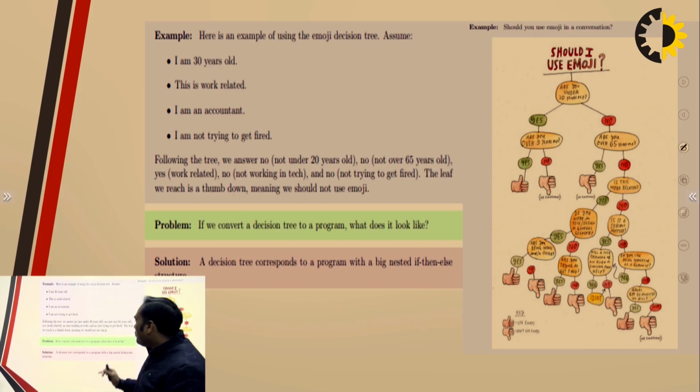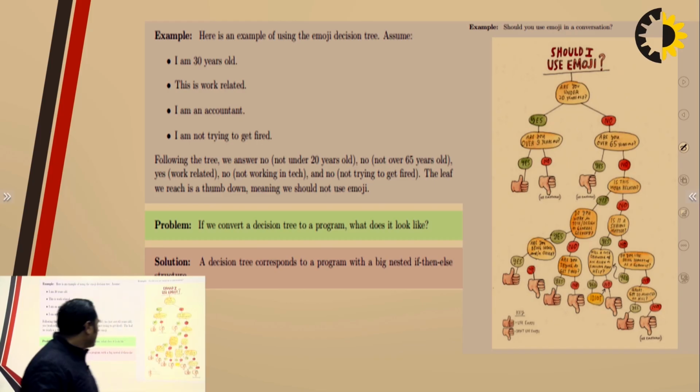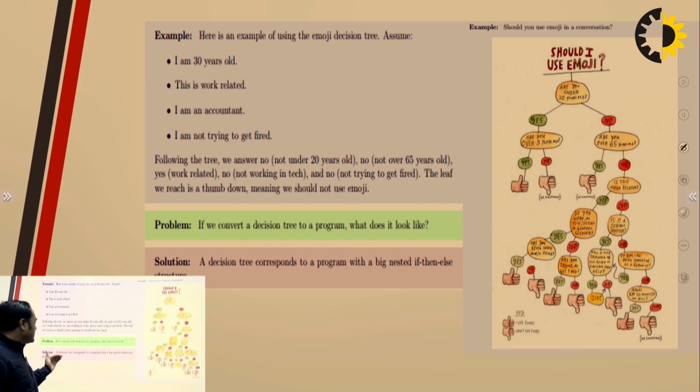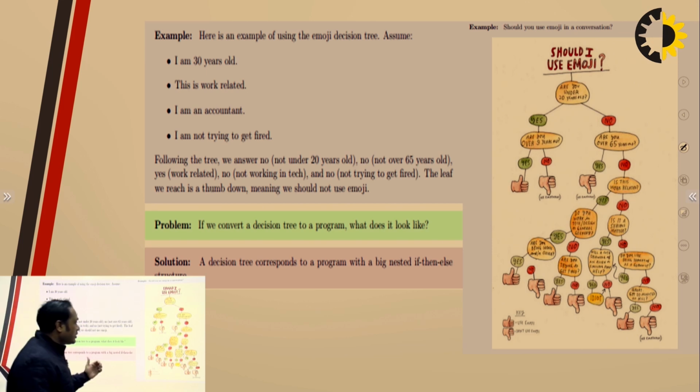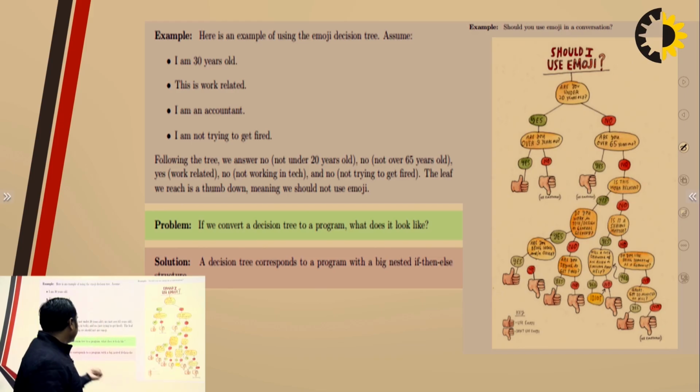The problem is, if we convert a decision tree to a program, what does it look like and how can it be done by the programmer? So, the solution is that a decision tree corresponds to a program with a big nested if-then-else structure. So, how are you going to create it? We can create it by using nested if-then. So, you can take this example very well.